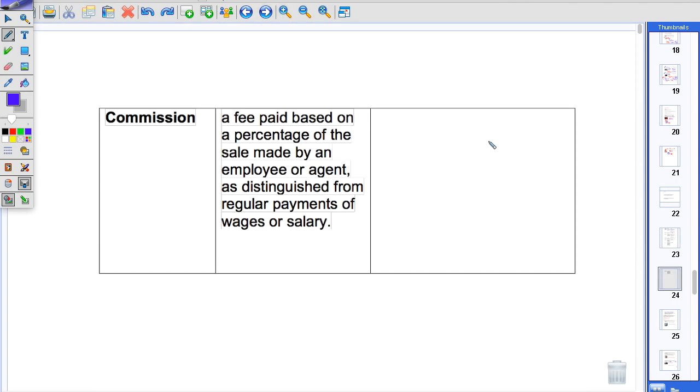The last word is commission, and that is a fee paid based on a percentage of a sale made by an employee or an agent, as distinguished from the regular payment of wages or salaries. So my example disappeared, but to find commission, it is the same way that you would find discount and markup. It's the price of the item, whatever the dollar amount is, times your percent as a decimal, and that will give you your commission.